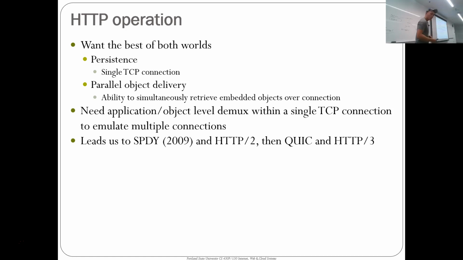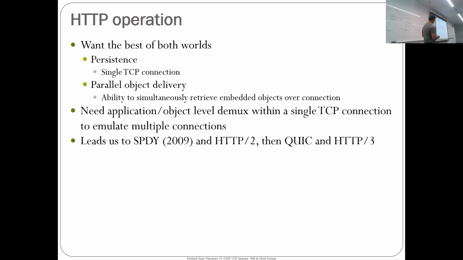Okay, so what you want is the best of both worlds. You want persistence, a single TCP connection. That was valuable. But you also want parallel object delivery. You don't want head-of-line blocking. And that's one of the things parallel connections got rid of, because you don't have head-of-line blocking. You've done all the requests in parallel.